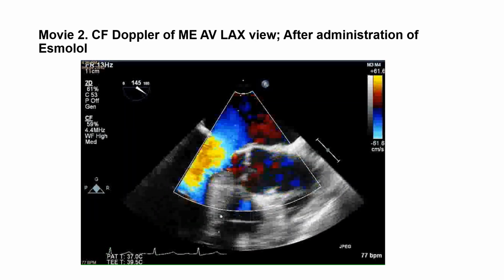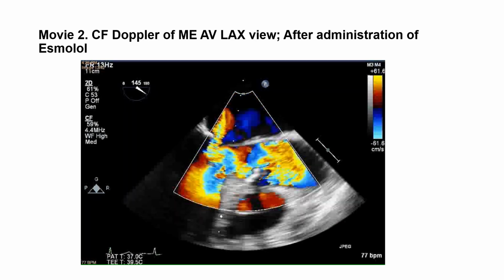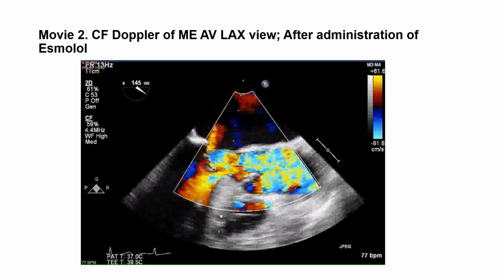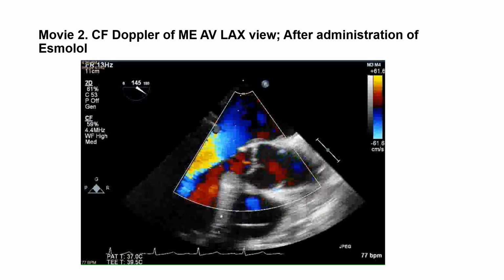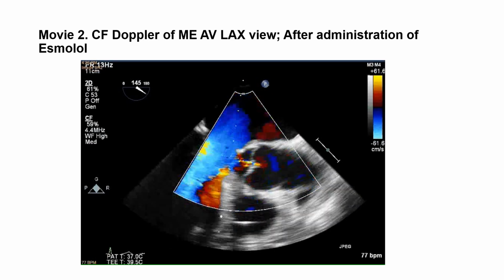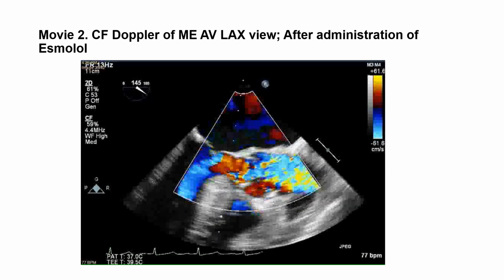This is the same view after the administration of Esmolol, and we can see the heart rate decreases to 77, and there's significant flow now into the outflow tract, into the aorta, and less mitral regurgitation.